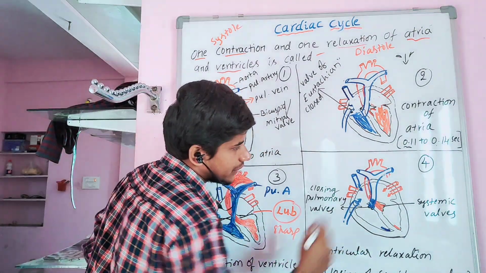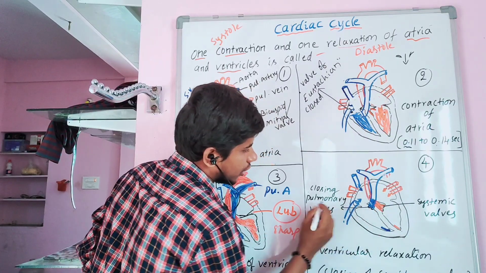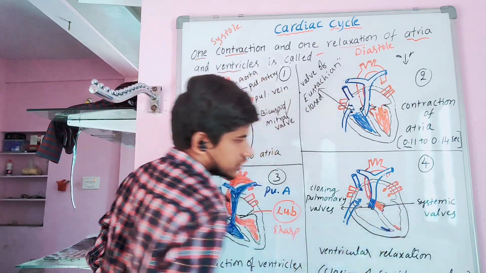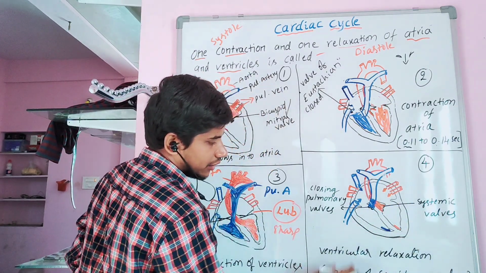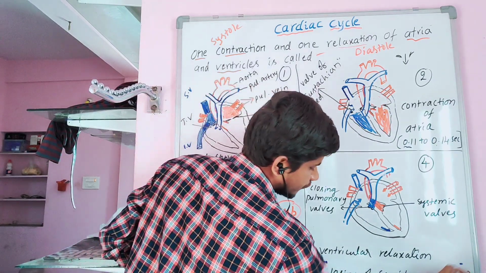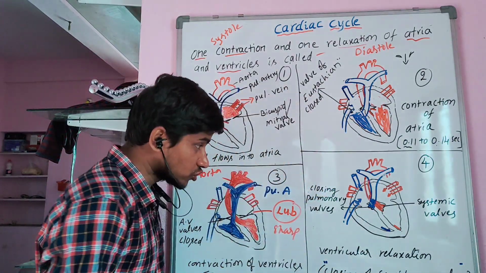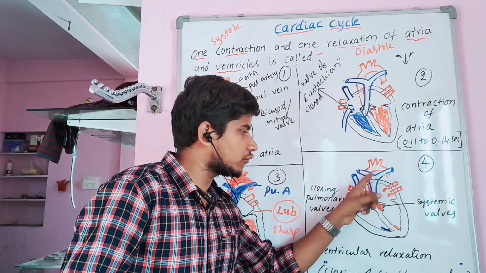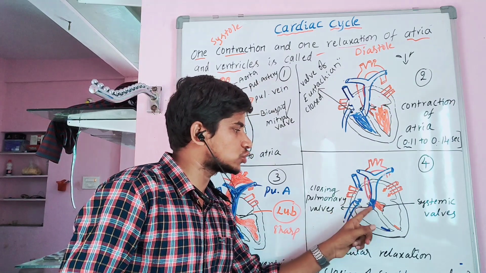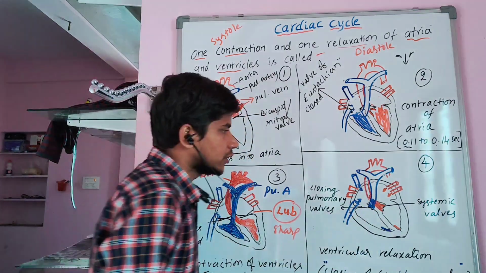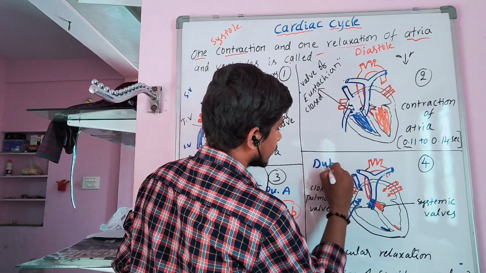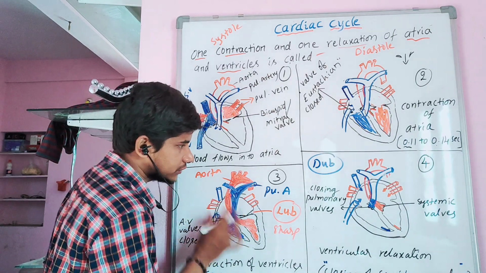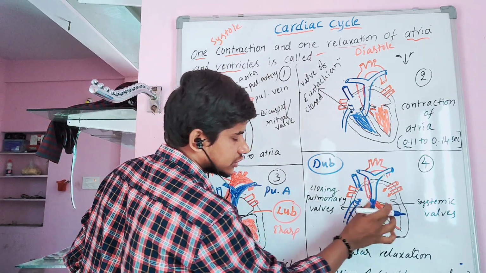The valves which are present in the pulmonary artery are called pulmonary valves, and the valves which are present in the aorta are called systemic valves. Generally they are called semilunar valves. So when the ventricles relax, the semilunar valves close to prevent the flow of blood from the arteries to the ventricles. Then we get a sharp sound, what? Dub. So the lub sound is by the closing of the AV valves, and the dub sound by the closing of the semilunar valves.